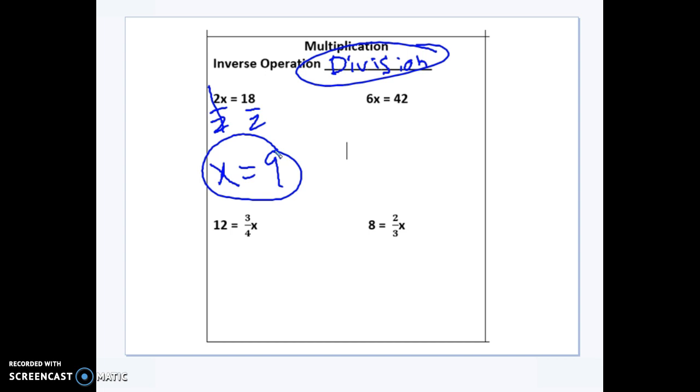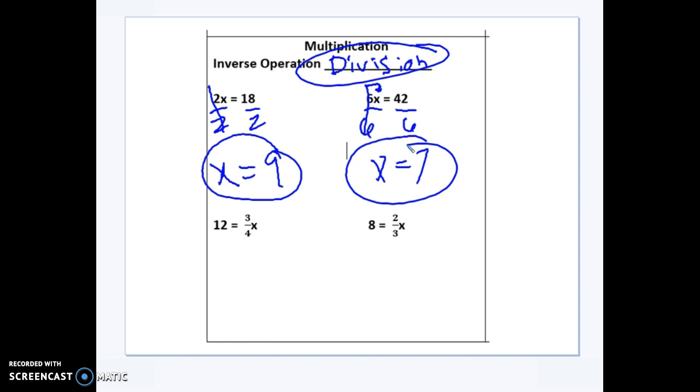Second problem, 6 times x equals 42. So we're going to undo the multiplication of 6 by dividing both sides by 6. x equals 7. Well, is 6 times 7 42? Yes, so we have a valid answer, 7. Now again, it doesn't matter if the setup is a multiplication problem with whole numbers, with decimals, or with fractions. We still solve it the same way.